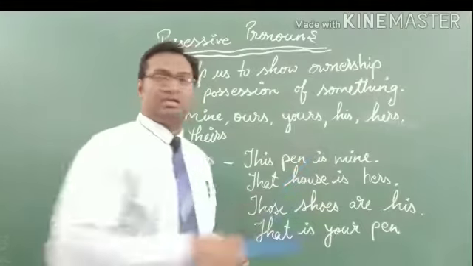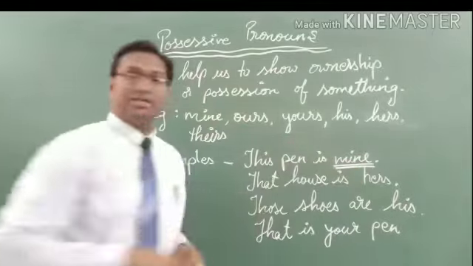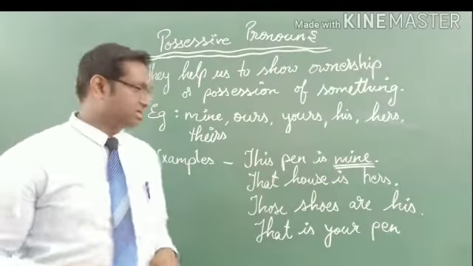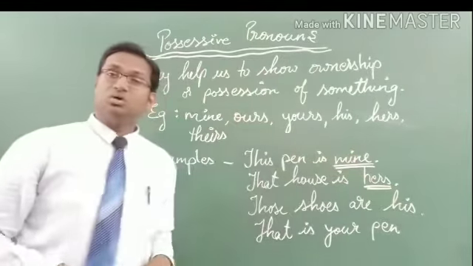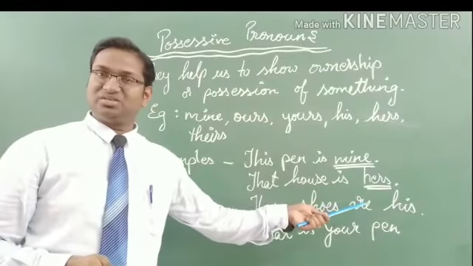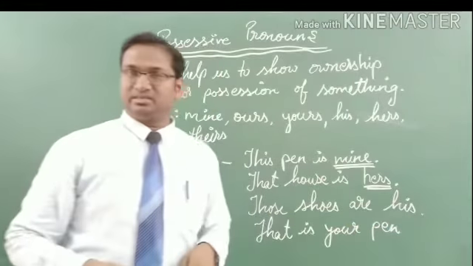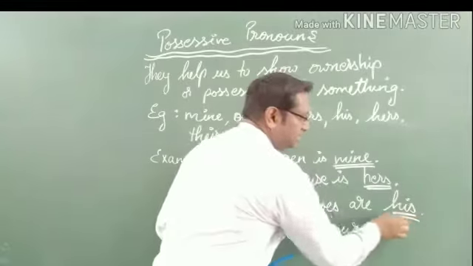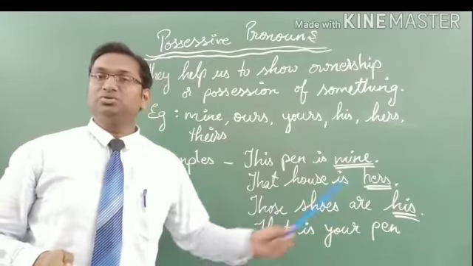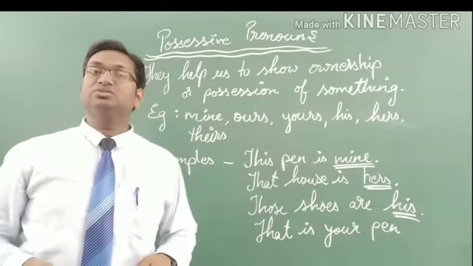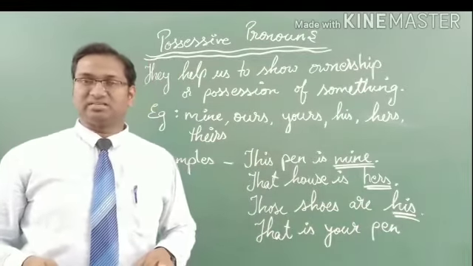This pen is mine. Over here the possessive pronoun is mine, which shows the ownership of the pen. Second, that house is hers. Whose house? Hers. So hers is your possessive. Next, those shoes are his. So his over here is your possessive pronoun because the shoes belong to that person, they belong to him. That is why over here his is your possessive.